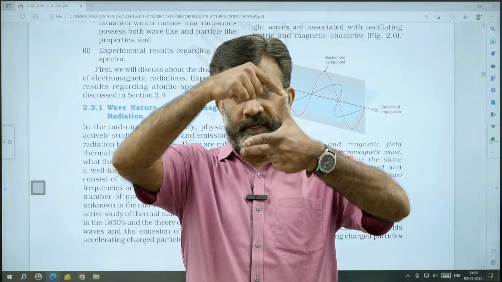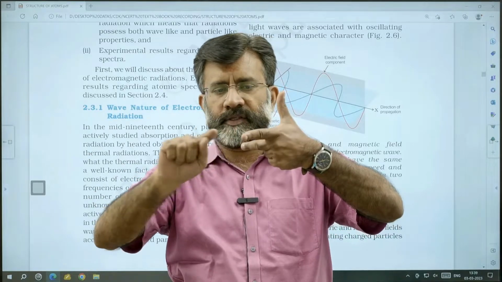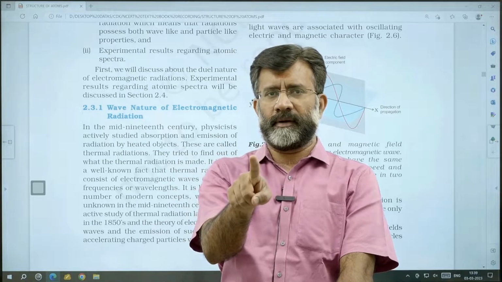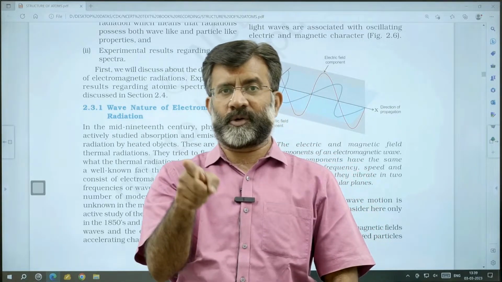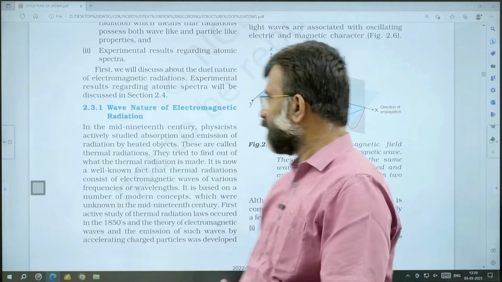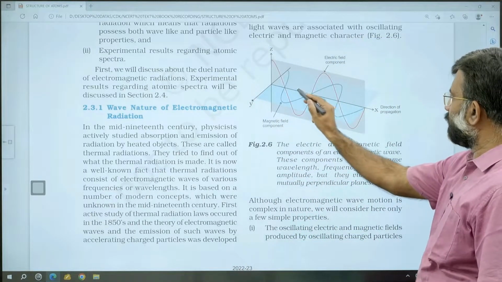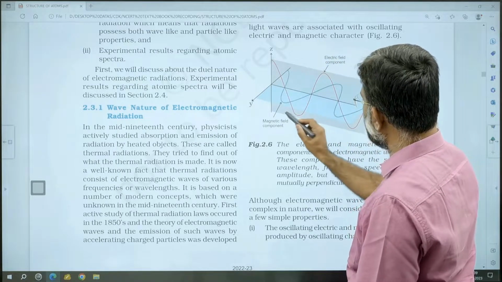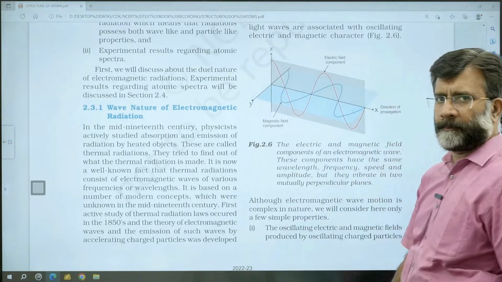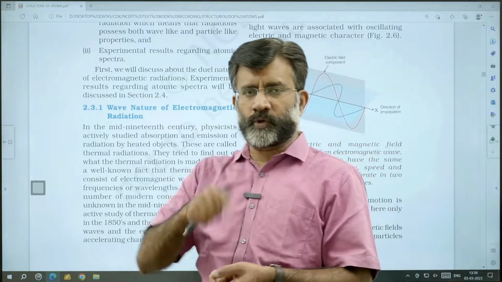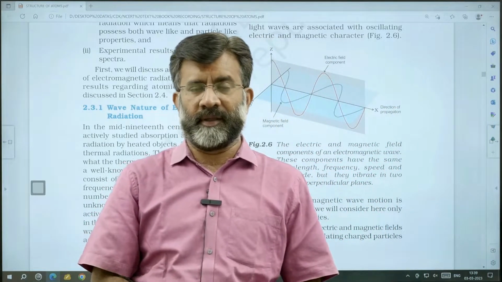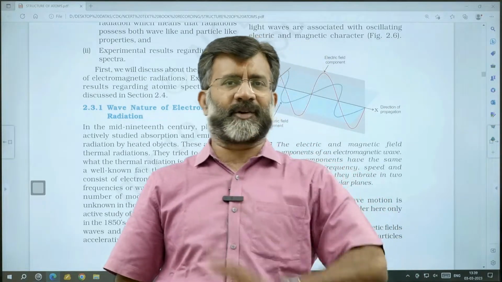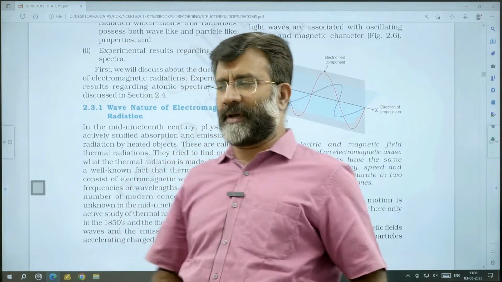If this is the electric field, this is the magnetic field, and this is the propagating direction. They are mutually perpendicular and also perpendicular to the propagation of the radiation. This is the electric field in the vertical plane, and this is the magnetic field in the horizontal plane. Mutually perpendicular, also perpendicular to the propagation direction. That is electromagnetic waves.